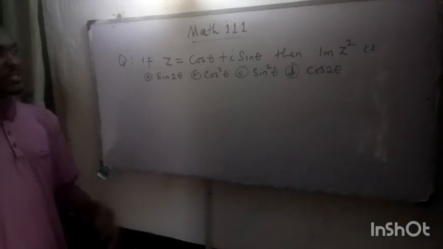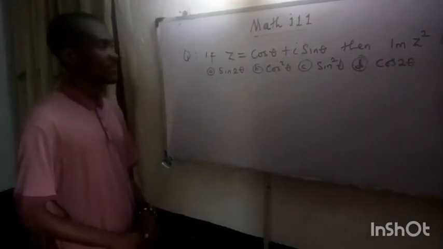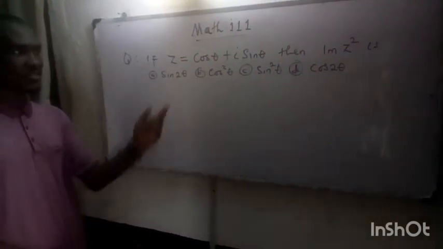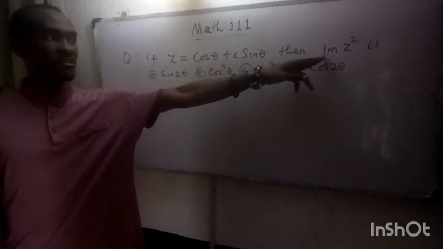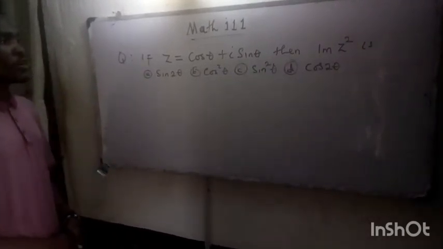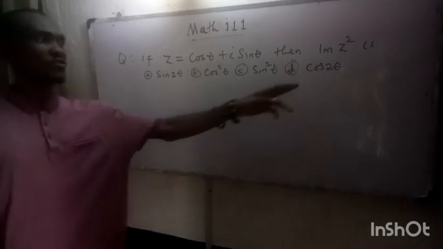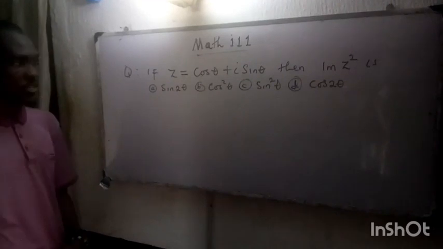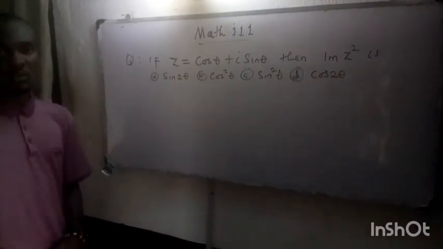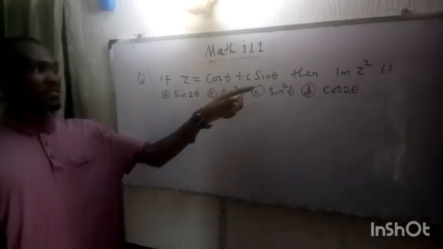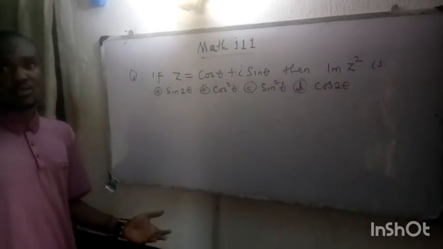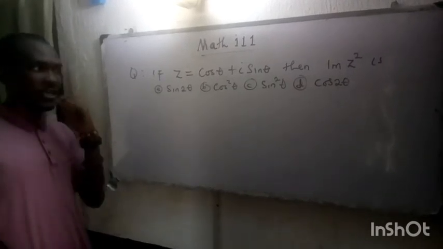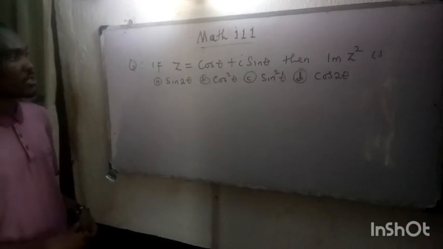So this is another complex number problem. We have, if z is cos theta plus i sine theta, then this actually means the imaginary part. So the question is for us to actually get the imaginary part of z square, which is going to be one of these options. Now you can see that z is given to us, but we don't have z squared. So the first thing that we are going to do is to see how to obtain z squared, and then we fish out the imaginary part.